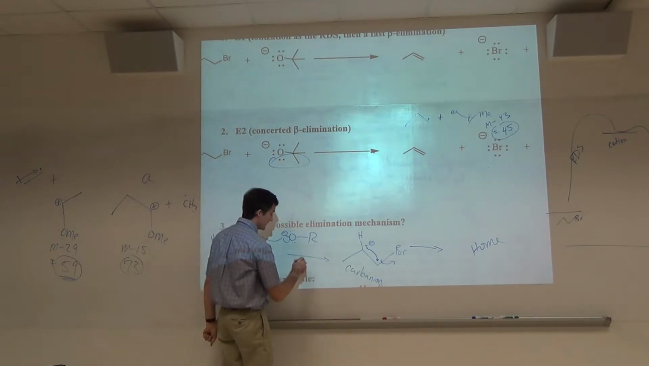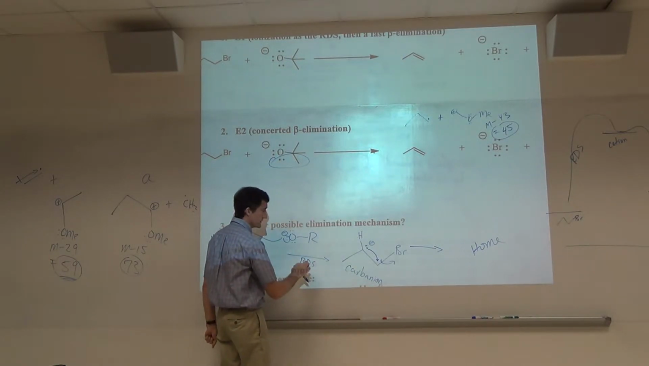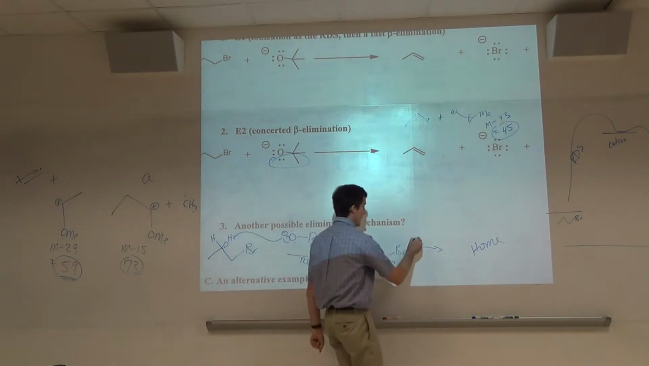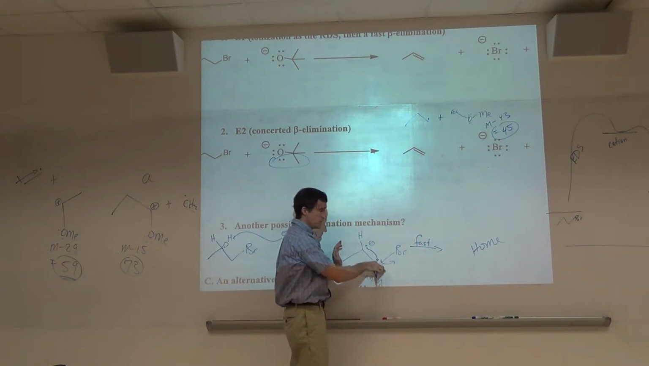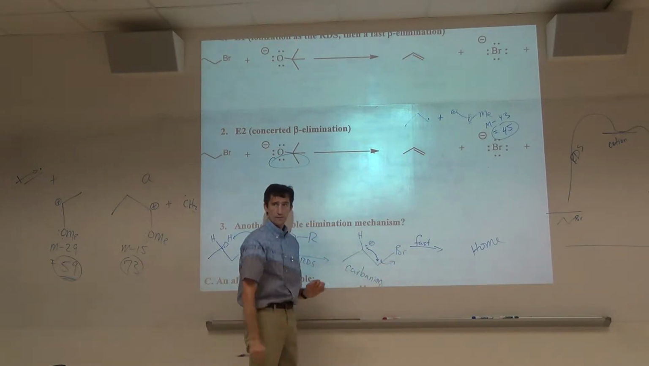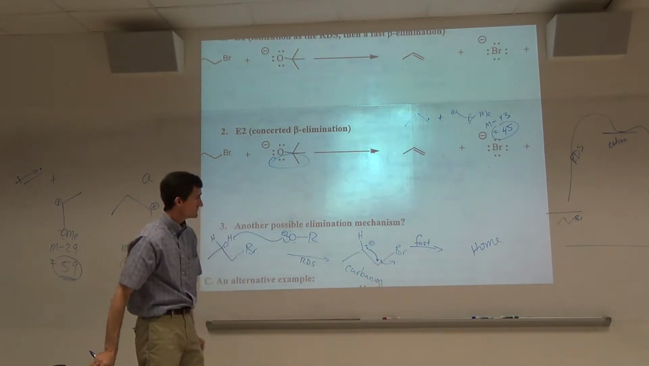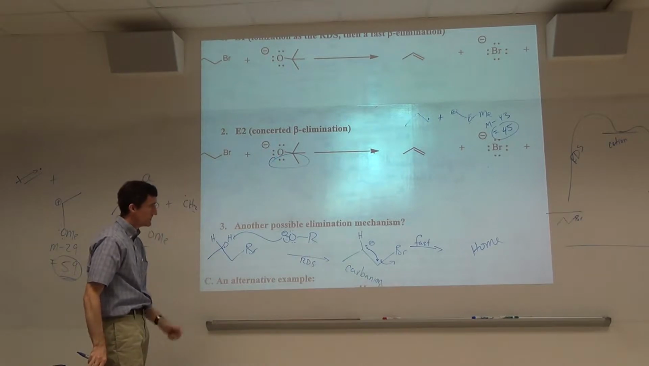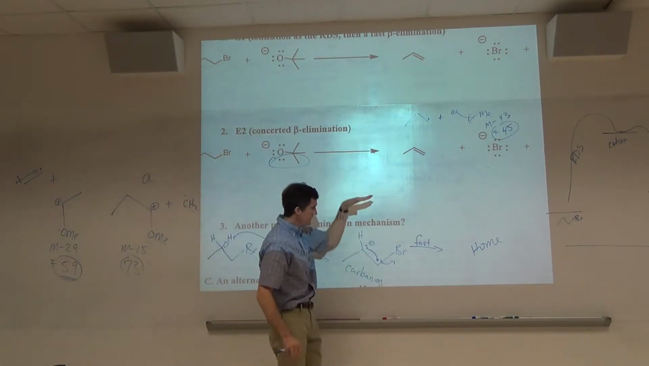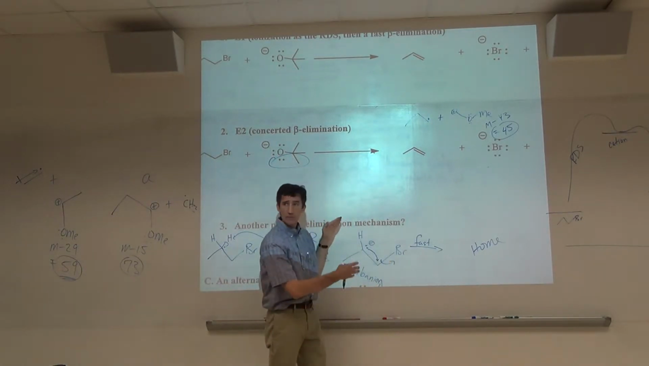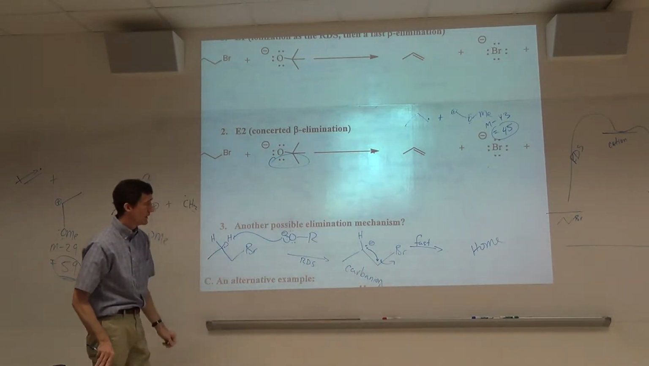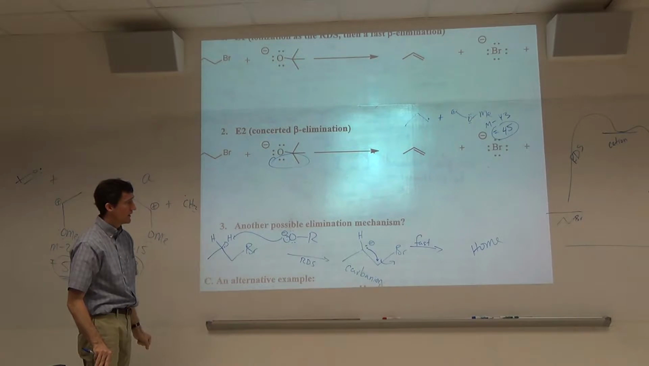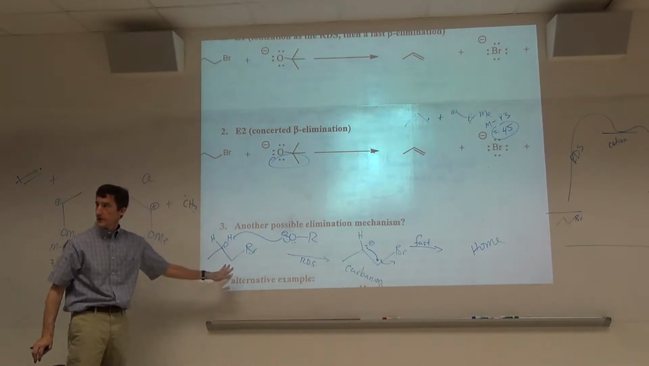Now this, forming the carbanion, would be your rate determining step. And then expelling the leaving group would actually be fast, because this would be high energy, and when you get to the alkene, you're falling back downhill. So that should be faster. Does everybody agree this is a third mechanism?